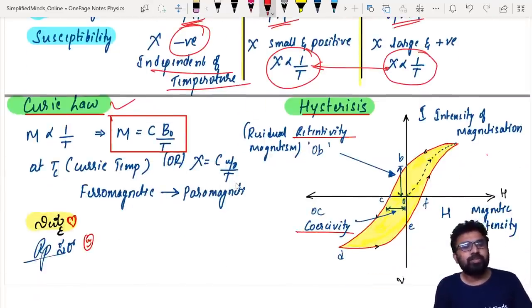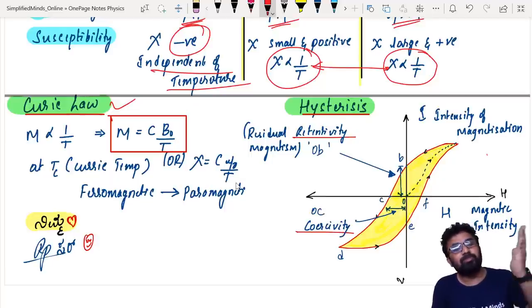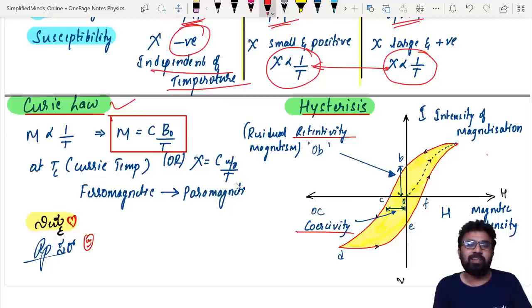So what is Curie's law? Basically it's very simple: as temperature increases, magnetization decreases. Whichever material is magnetized, if you heat it, it loses its magnetic property. The magnetization is inversely proportional to temperature, that is Curie's law. We have written it in another way also, using Curie's constant.